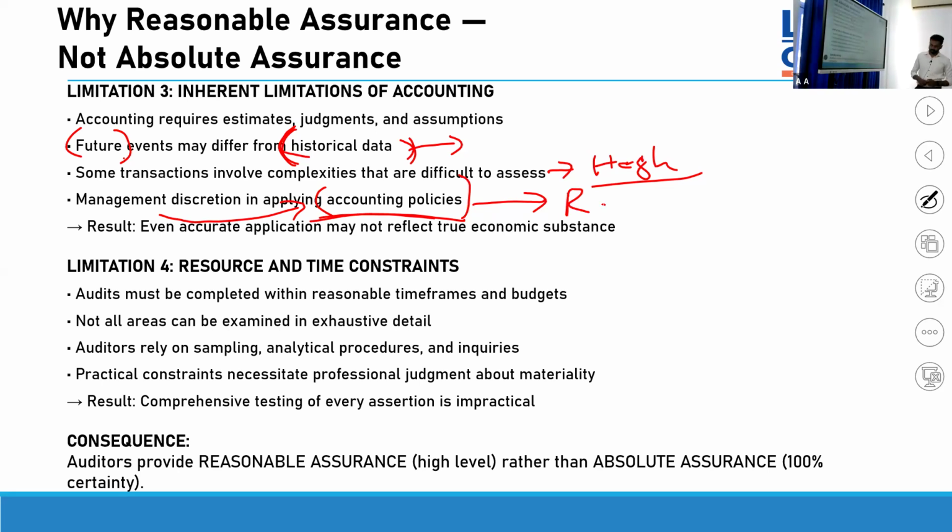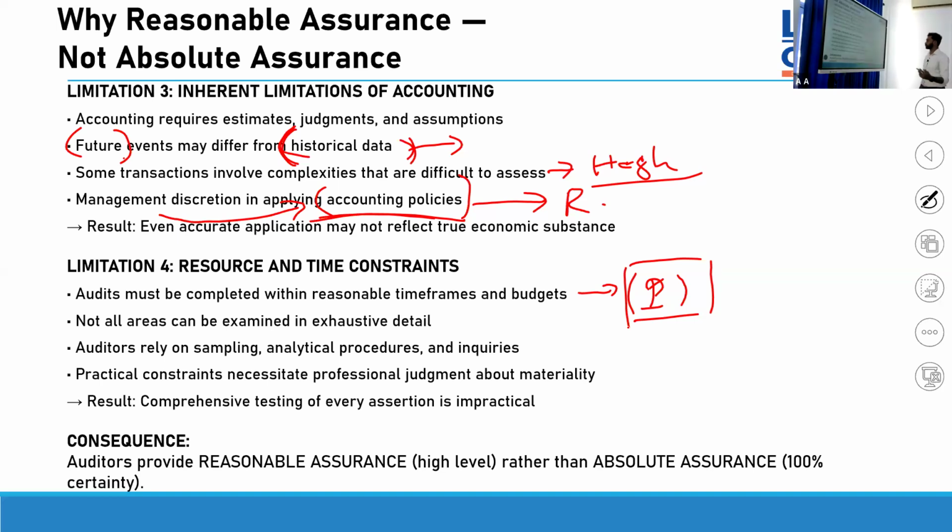So these inherent limitations of accounting also prevent us from providing absolute assurance. That is the third one. The final one is resource and time constraint. Audits must be completed within reasonable time frames and budgets. We need to complete our audit within 1 or 2 months, while it took 1 year to prepare those financial statements, right?